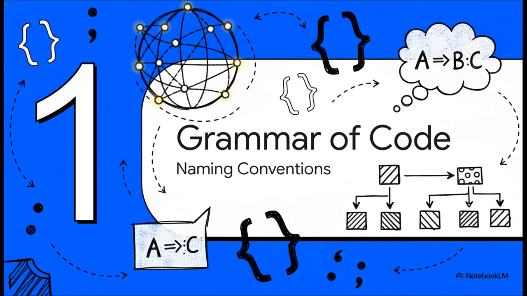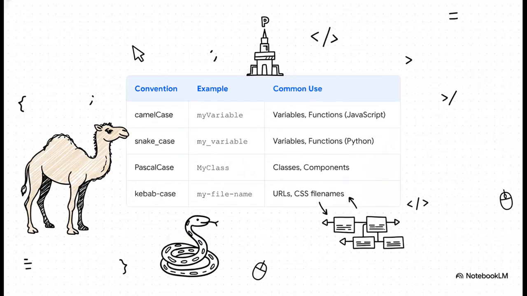Okay, let's kick things off with the very foundation, the grammar of our code. Because just like any spoken language, programming has rules that help us understand each other. And naming conventions are exactly that. They're the rules that let any developer anywhere in the world look at your code and get it almost instantly. So here they are, the big four you're going to see everywhere. Camel case, snake case, Pascal case, and kebab case. Now, you've probably seen them all, but just recognizing them isn't the point. The real key, the professional touch, is knowing exactly when and why to use each one.